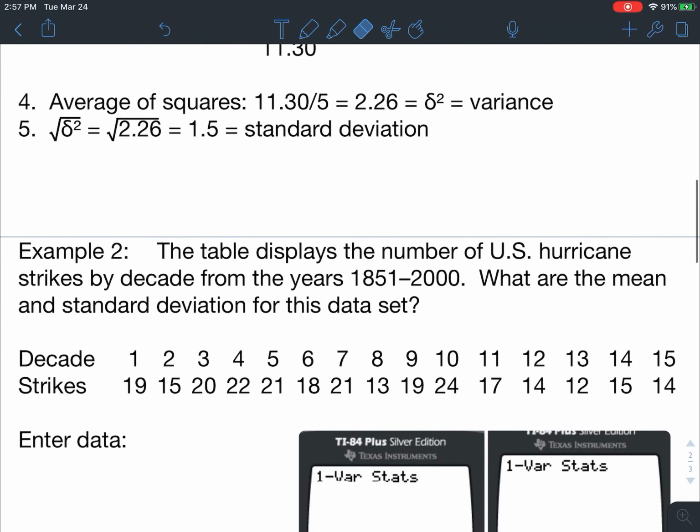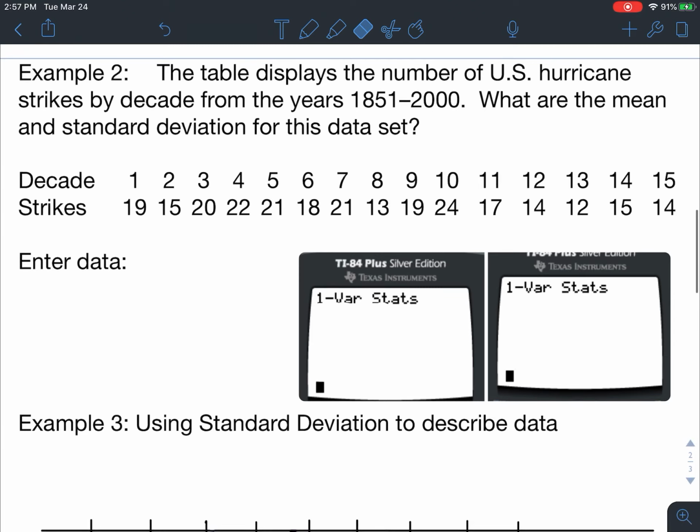Okay. We're going to have another example now. Example 2. This table displays the number of U.S. hurricane strikes by decade from the years 1851 to 2000. What are the mean and standard deviation for this data set? Okay, so here's our data set. We have decades 1 through 15, because from 1851 to 2000, that would be 150 years.